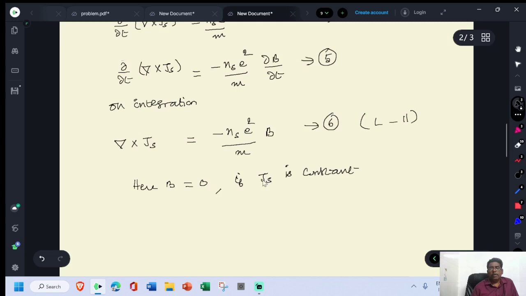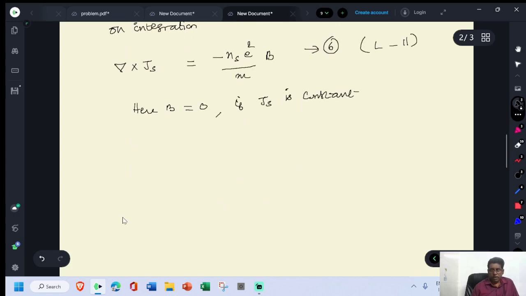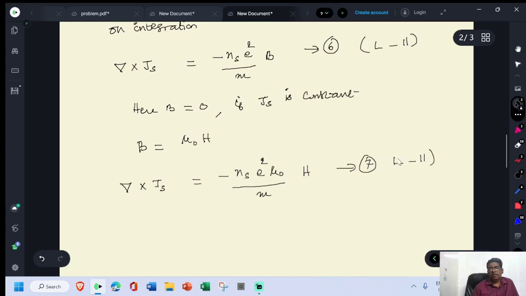Because ns, the density of super electrons, e the charge and m the mass are all not equal to zero, the only quantity that should equal zero is B. If js is a constant, automatically the value of B equals zero. You know that B equals mu naught into H. Then equation 6 is modified in this form: minus ns e square mu naught divided by m into H. This is another form of London equation 2, the second London equation.